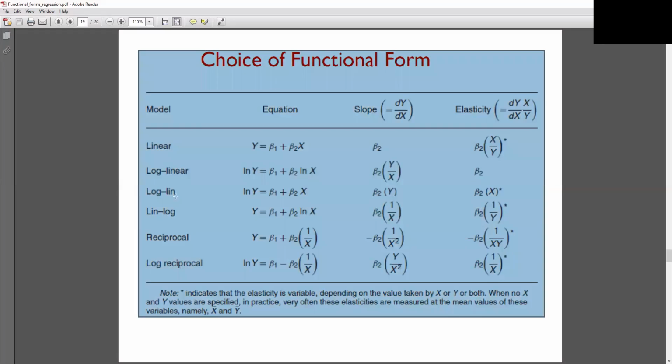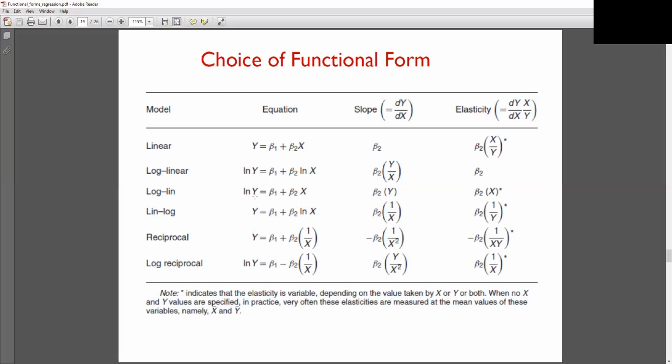Then log-LIN, where we have log y is equal to beta 1 plus beta 2 x. If you want to find slope, it is the beta 2 value you get by running the regression, into y. If you want to find the elasticity, then it is beta 2 into x. Then in the LIN-LOG model, the slope coefficient you get, into 1 by x, will give you slope. Then the slope coefficient into 1 by y will give you elasticity. So all these models are important.